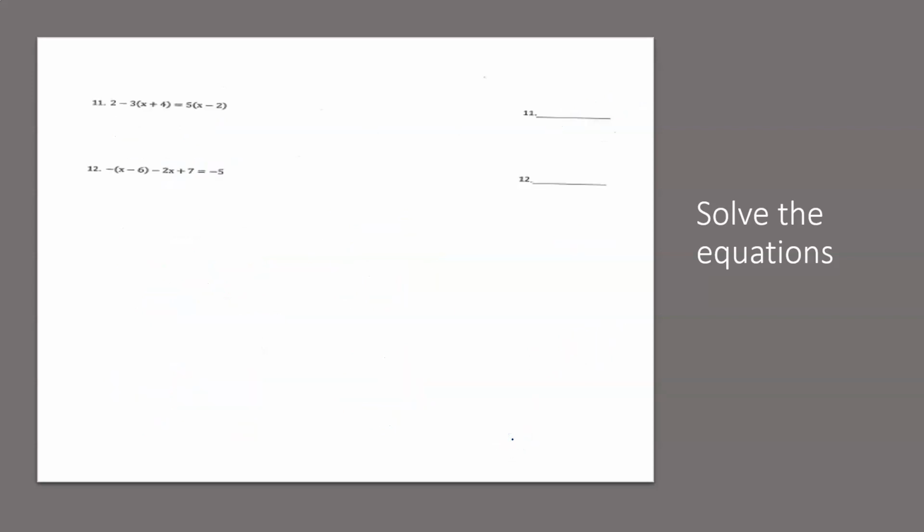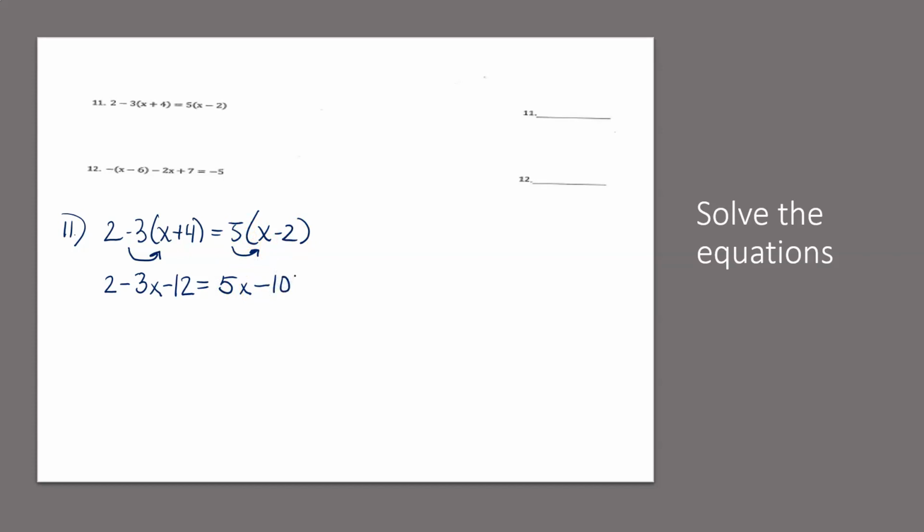All right, this is a little squished. I'm going to rewrite this over here. So I have 2 minus 3, quantity x plus 4 equals 5, quantity x minus 2. All right, so we're going to take that negative sign. I'm going to bring the 2 down, and I'm going to distribute that negative 3. So that's negative 3x. Negative 3 times positive 4 is negative 12. 5 times x, 5x. 5 times negative 2 is negative 10.